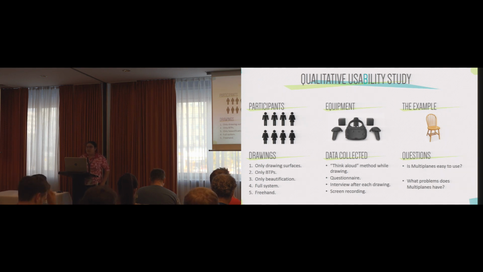We asked participants to draw the shirt that you are seeing on the study. All participants did 5 different drawings. The first 3 were only using one specific part of the system. For example, the first drawing was only drawing surfaces, so we removed the beautification and the beautification trigger points, and they only did the surfaces, and so on with the other 2. And once they finished that, we did the full system evaluation, and then we asked participants to draw freehand, with no guides at all.